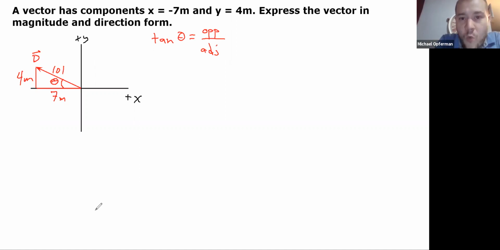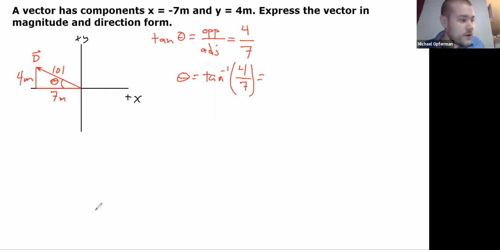Opposite is going to be 4 because that's the one that's opposite of theta, and adjacent is going to be 7. So tangent theta equals 4 over 7, and you invert that simply by taking inverse tangent, also known as arctangent, of both sides. So we're going to have inverse tangent of 4 over 7. On your calculator, you can normally do inverse tangent as the second function of tangent typically.